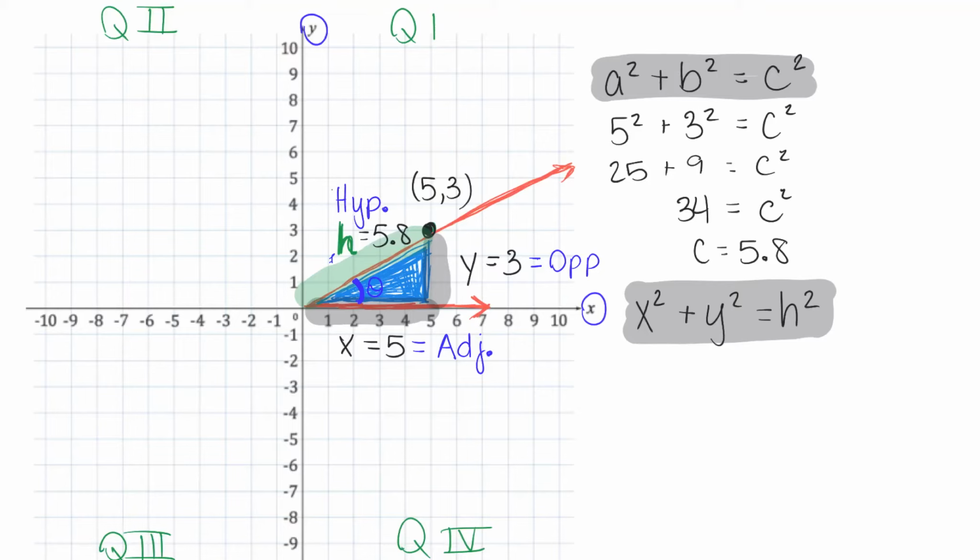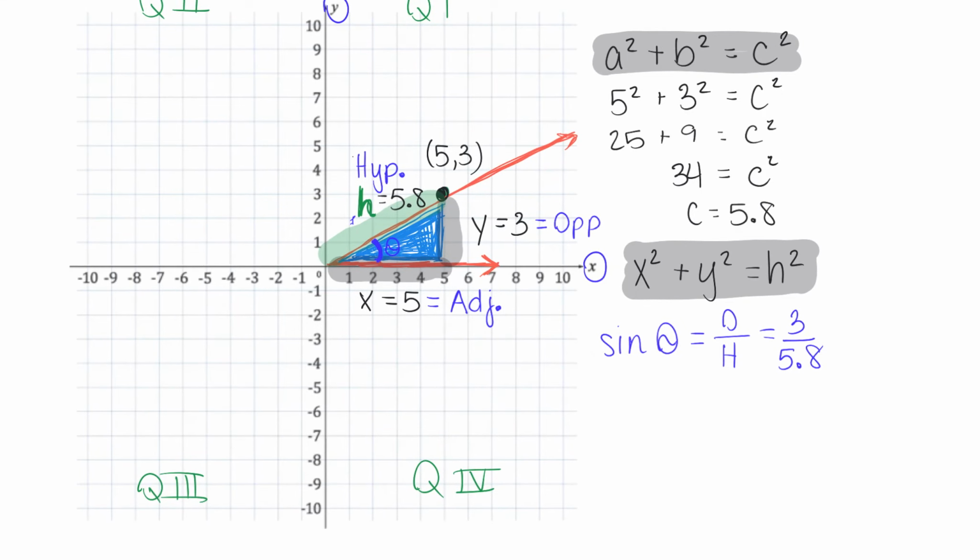So all of a sudden here, I can find trig ratios, right? Can't I find the sine of theta? And I know the sine of theta, remember, is opposite over hypotenuse. So here it would be 3 over 5.8 if I wanted to find the sine of that angle. And what if I wanted to find the cosine of that angle?